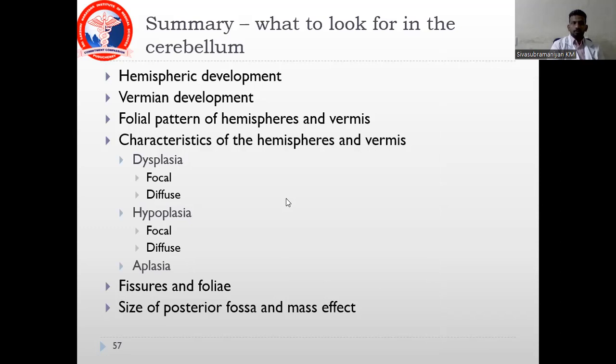So, how is the hemispheric development? How is the vermian development? Is it normal? And how is the pattern of folia and fissures? Are they normal or abnormal? And then what are the characteristics of the hemispheres and the vermis? Is it dysplasia? If it is a dysplasia, is it focal or diffuse? And if it is a hypoplasia, is it focal or diffuse? Or is it complete absence like aplasia? So the size of the posterior fossa and the mass effect are all other secondary signs that you should also see when you look at a cerebellum.